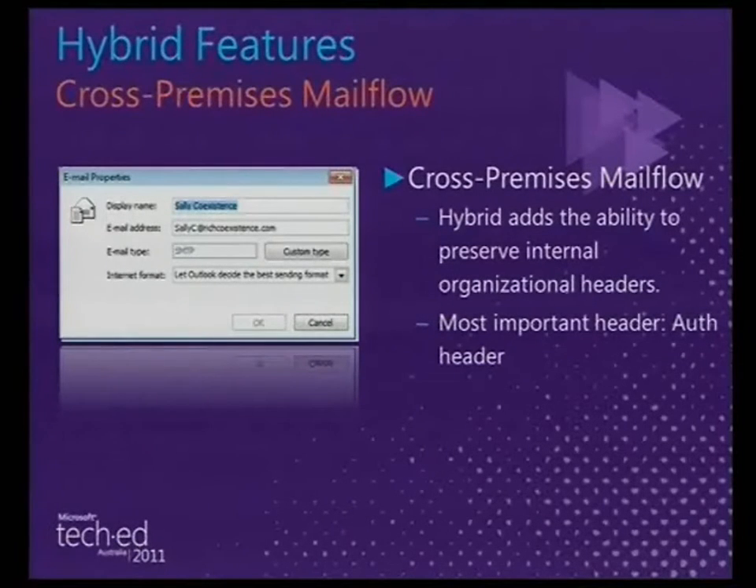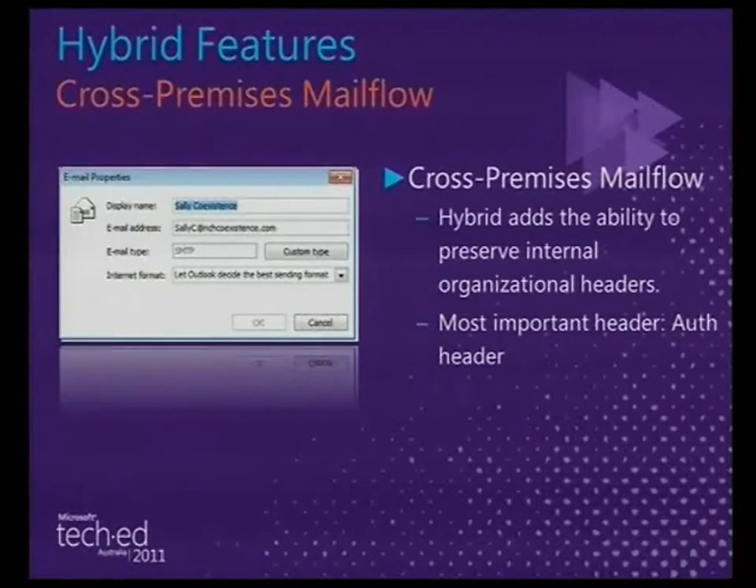Cool. So I'm almost done with these features here, so just wrapping up, I think this is the last one. Cross-premise mail flow. We talked about secure mail and making sure that we can treat messages that are sent between the cloud and the on-premise environment as coming from the same organization. And why is that important? Do we really care? Well, we do, because for one, we can encrypt them, so we can make sure that all the communication between our two environments is encrypted.